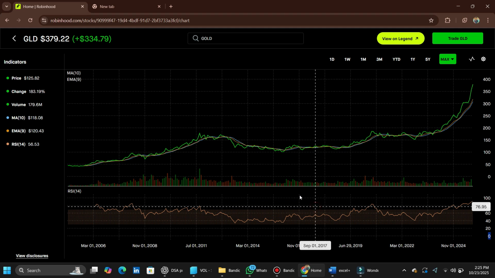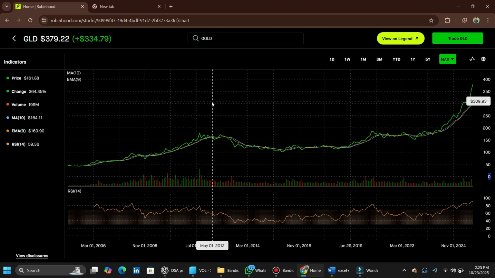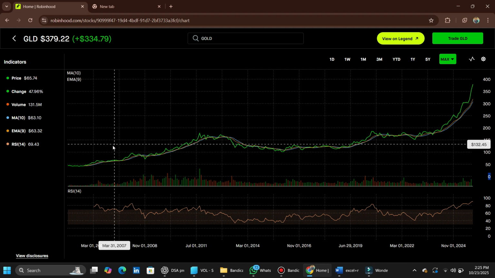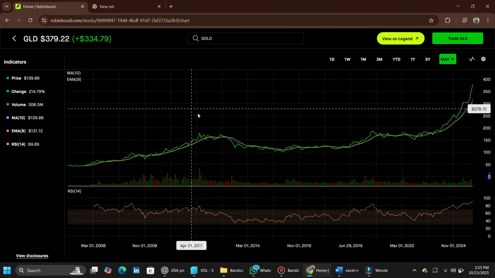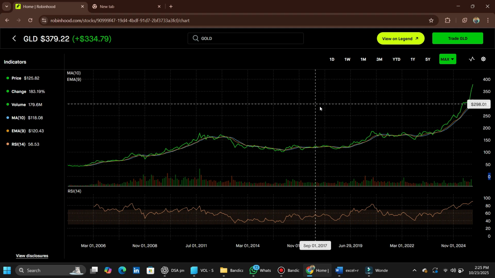When you see a big green candle with high volume, it usually means strong buying pressure, while a big red candle with high volume means strong selling pressure. You can change the time frame to study short-term or long-term trends using the time selector at the bottom.